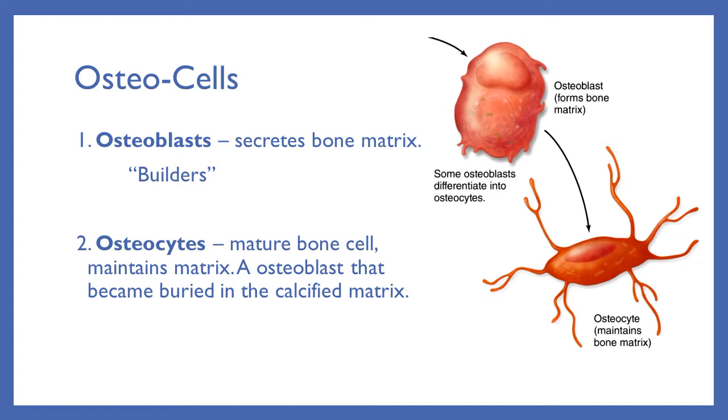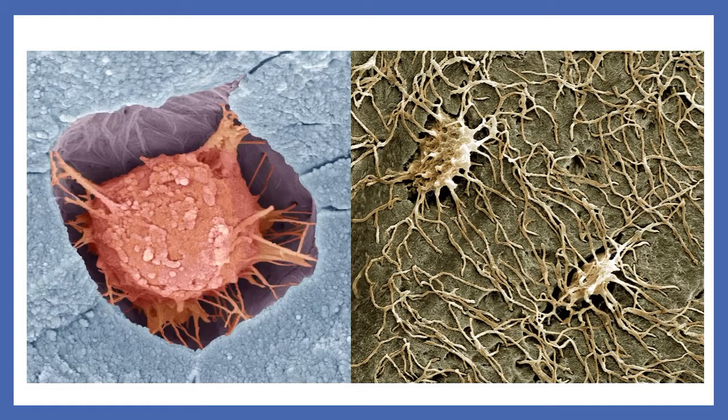Osteocytes are mature bone cells that maintain the matrix around them. It's actually an osteoblast that became buried in the calcified matrix. As it made all of the calcified area around it, it basically holed itself in. It's like building a brick house around yourself and forgetting to put a door in. On the left, we can see how it's encased itself in the matrix that it is currently supporting. That osteocyte can't go anywhere. It's stuck inside of the bone.